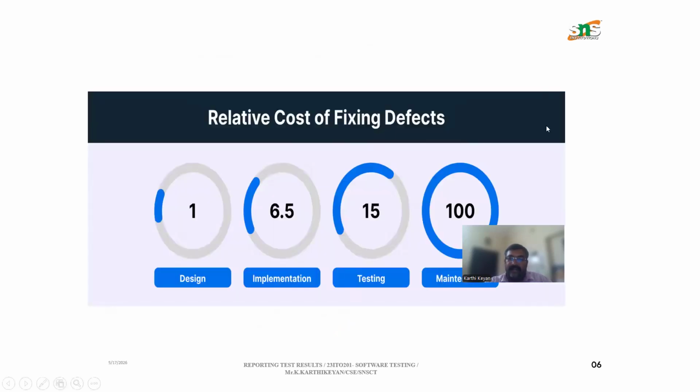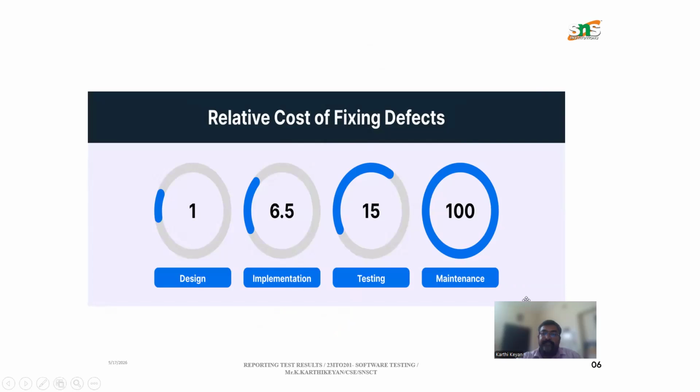So this is the relative cost of fixing defects. For example, 1% at design, 6.5% at implementation, 50% at testing, and 100% at maintenance. So that is the overall process of our testing report based on maintenance.